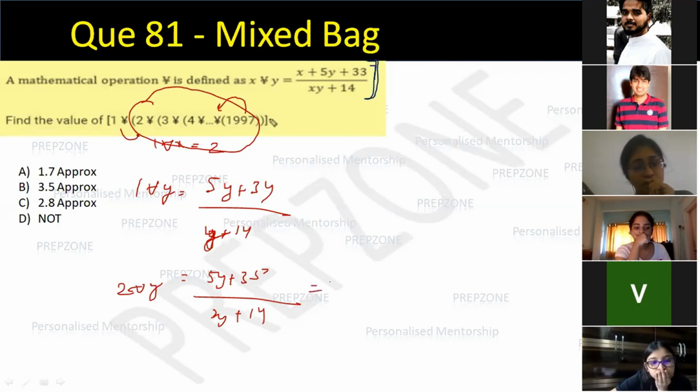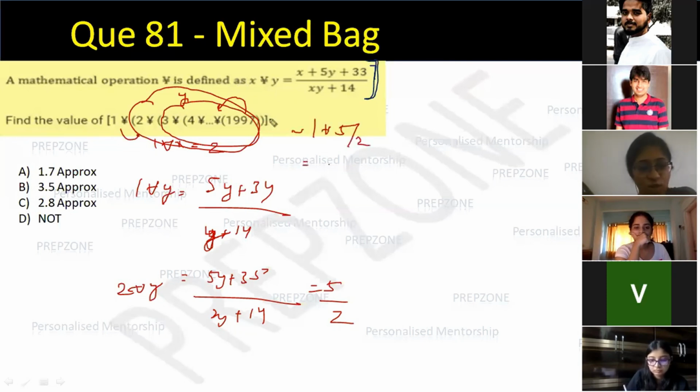5/2, yes. It's a constant, right? So it's a 5/2, which means if I just assume this whole thing to be say y, whatever its value is, I know 2 gamma y is always 5/2. Now my entire question boils down to 1 gamma 5/2. I can directly apply this: 1 plus 25/2 plus 33 upon 5/2 plus 14. You just solve it, you will get 2.8 approx.